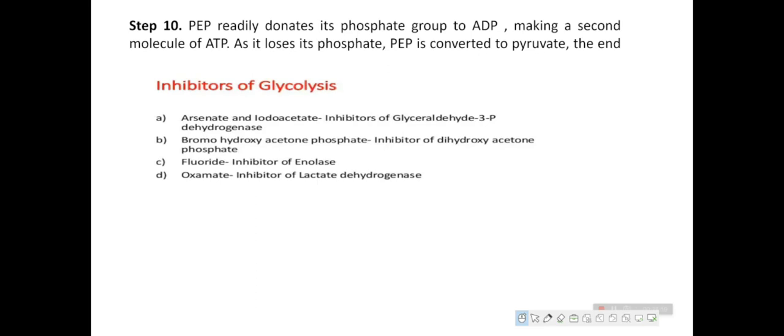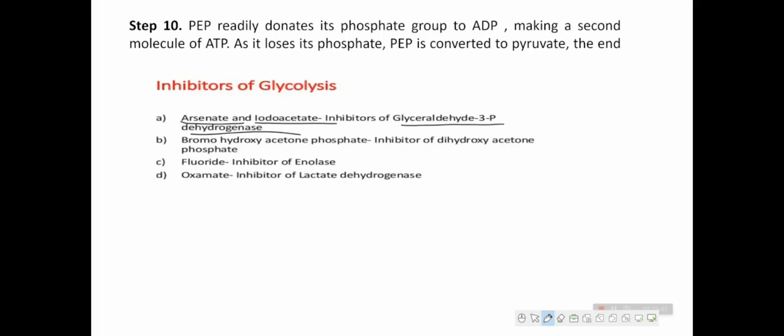Actually, this is to recall all the steps of the glycolysis. During the recalling, there are inhibitors also present that inhibit the process of the glycolysis. Not at every step of the glycolysis is an inhibitor present. There are several steps where inhibitors go and bind with the enzyme that converts the substrate into product and inhibit the whole process, like arsenate and iodoacetate. Arsenate and iodoacetate inhibit the glyceraldehyde 3-phosphate dehydrogenase enzyme.